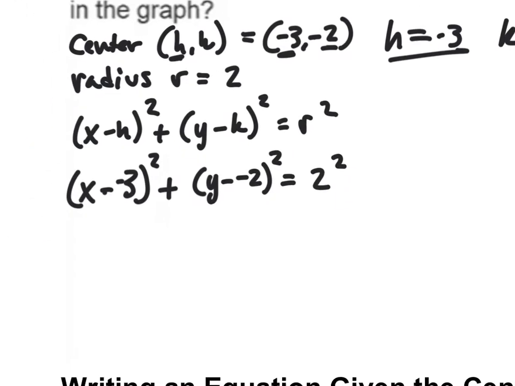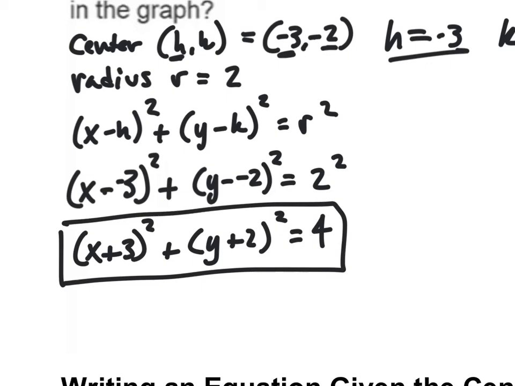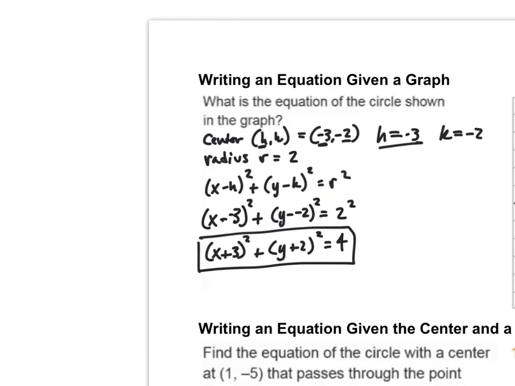Okay, so let's simplify this a little bit. So I've got x minus -3. That's really x plus 3. Okay, quantity squared, plus then y plus 2 quantity squared, and that's equal to 4. All right, and that's my equation, and that's all I need to do. Okay, so all right, let's go ahead and move on.